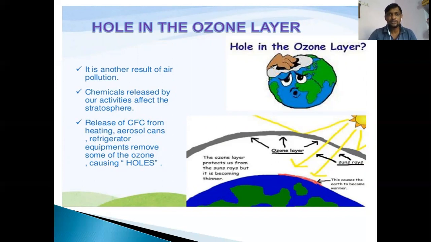What happens if the ozone layer is not present in the atmosphere? The ultraviolet rays coming from the sun will fall directly on humans. Then automatically we'll get skin diseases. The ozone layer's main function is to stop the ultraviolet rays from the sun. If the ozone layer has a hole, automatically those rays will fall on the earth.